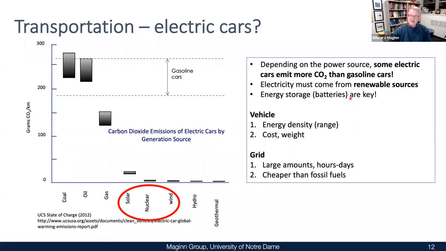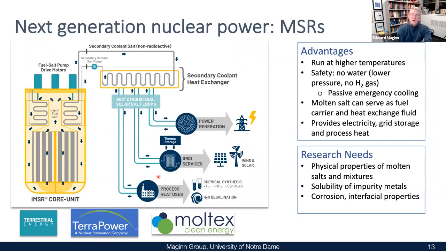And of course, we need to have good energy storage. We need lots of cheap energy. We need this to be on the grid. This has to be cheaper than fossil fuels. So batteries are going to be key, and nuclear could be key as well. So the first thing I'll talk about is why molten salts.